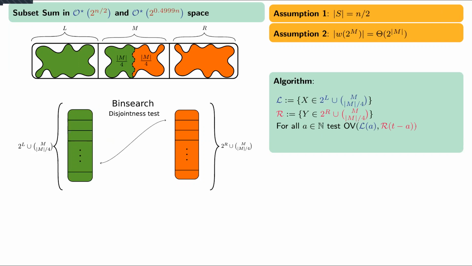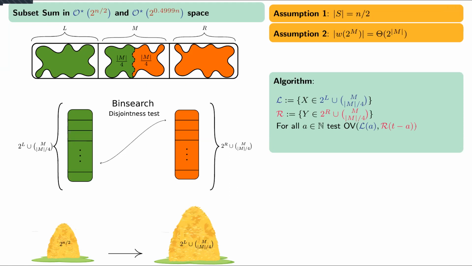Because if there is a solution, then there is a solution such that the left part in M is of size m quarter, and the right part of the solution in M is also of size m quarter. So the search space is 2 to the L. I'm still enumerating subsets of capital M, but only the subsets of size m quarter, to get M choose M quarter. And then again I'm doing this disjointness test for orthogonal vectors.